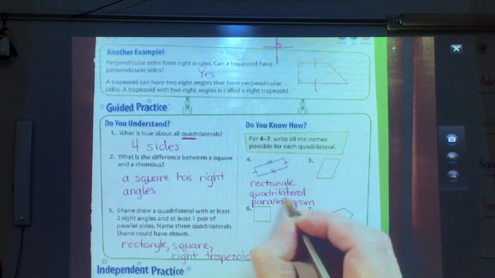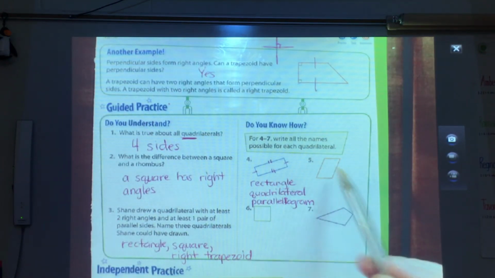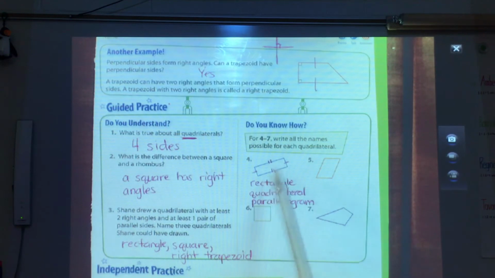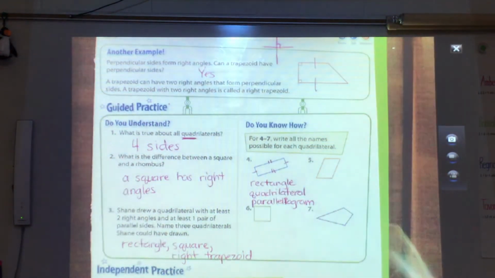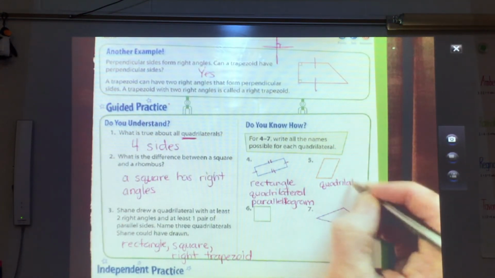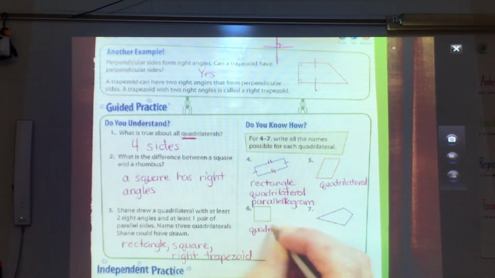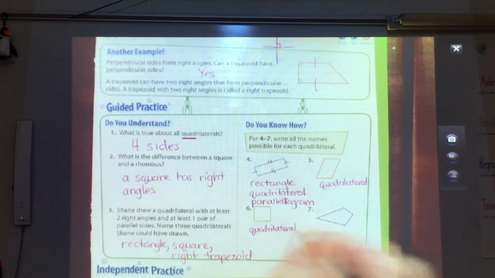Put 1 too many L's there. That's okay. All right, number 5. And let's just go ahead and say that all 4 of these shapes that you see here are quadrilaterals. We could go ahead and put quadrilateral for each one of these because they all have 4 sides. So I'm going to go ahead and knock that out for all of these.